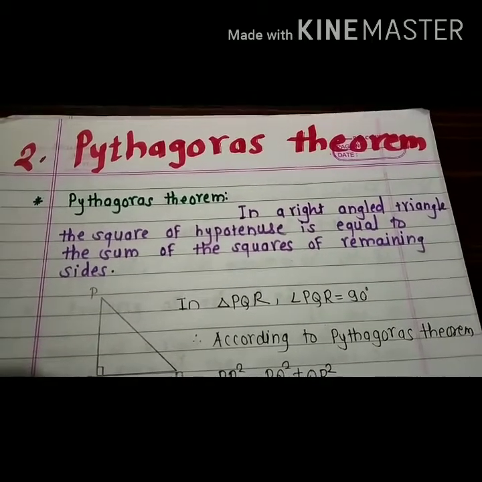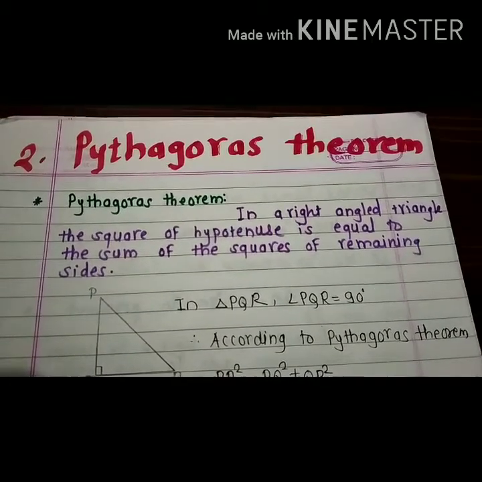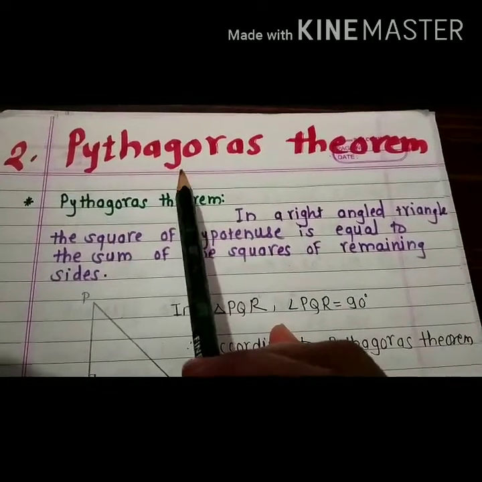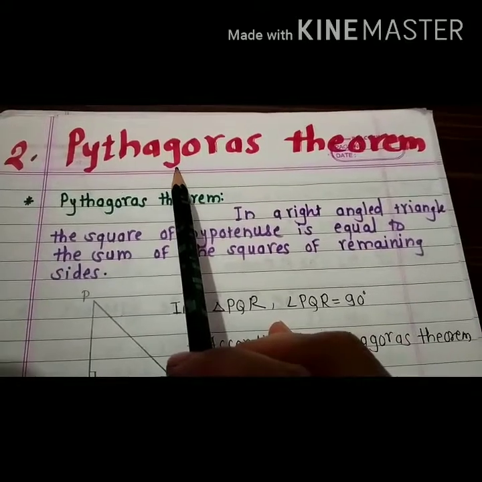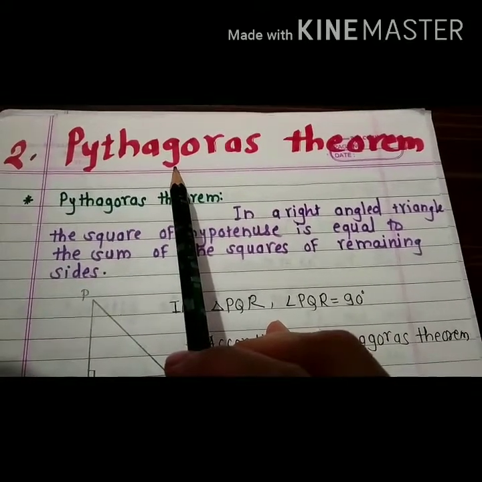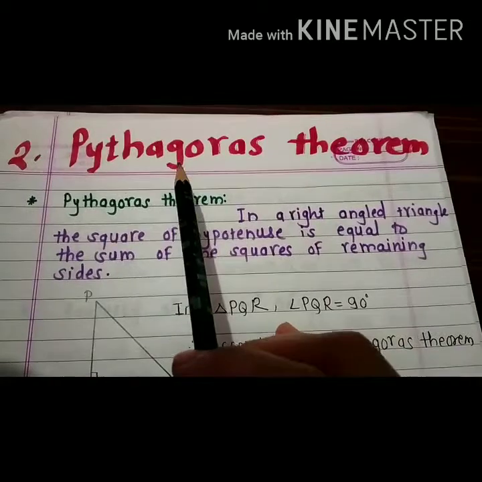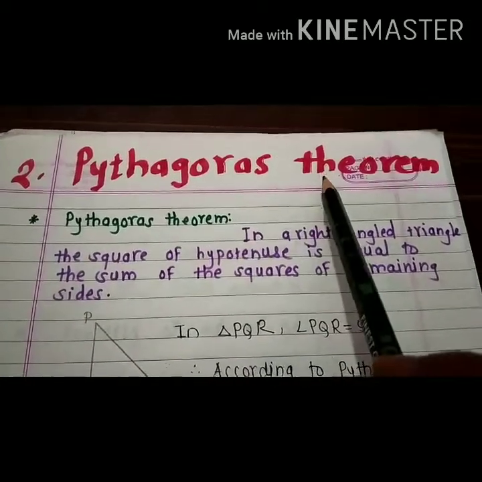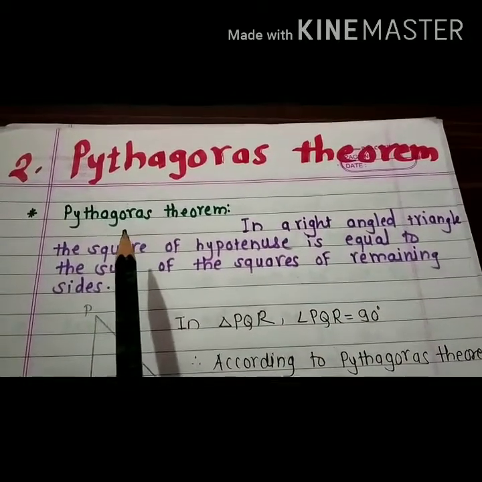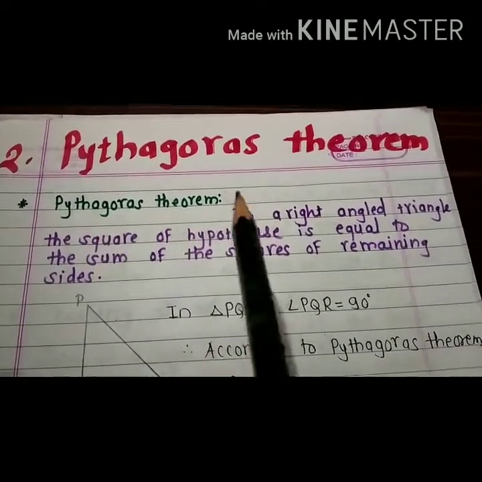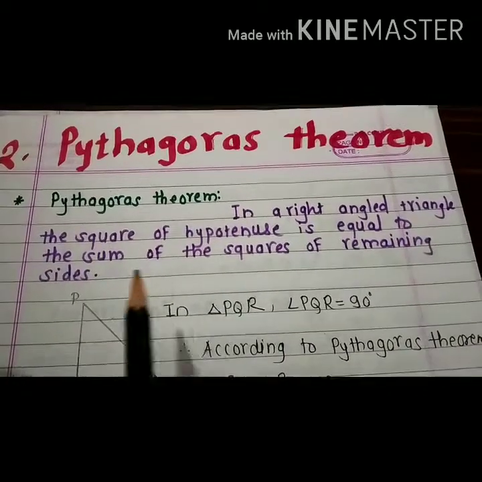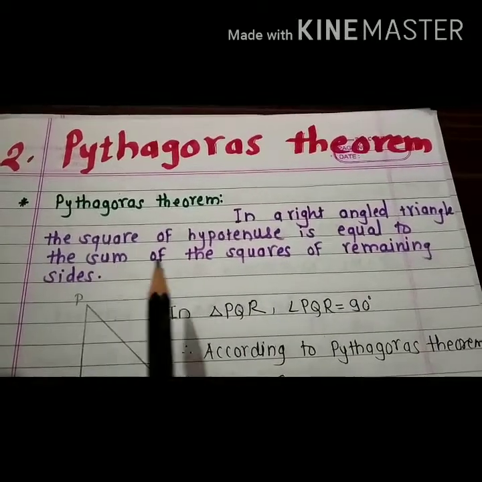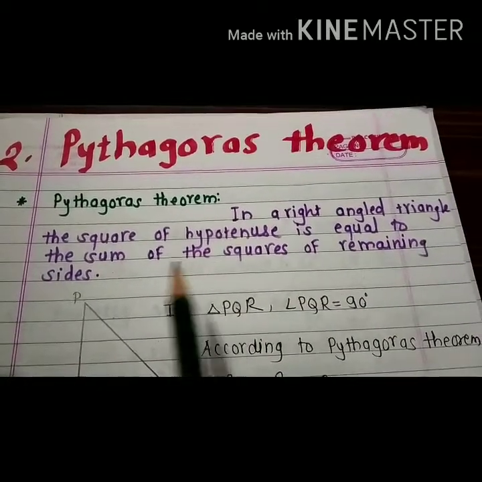Students, today we will start our second topic, that is Pythagoras theorem. What is the Pythagoras? Pythagoras is the name of the great Greek mathematician who gave us the Pythagoras theorem. First of all, we will see the Pythagoras theorem. In a right angled triangle, the square of hypotenuse is equal to the sum of the squares of remaining sides.